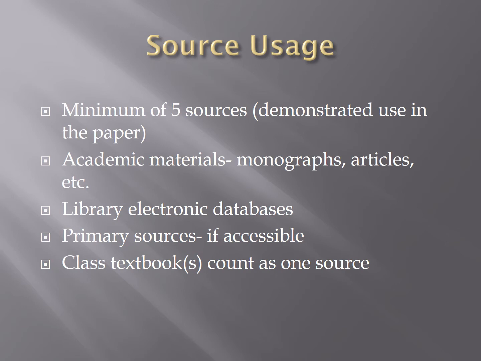I'm fine if you use a series of academic materials such as monographs and journal articles. A monograph is a book written by a historian. You can use one of the class textbooks. I mean, you can use all of the class textbooks, but only one of them will count as a separate source, so you'll still need 4 others that are outside of class.